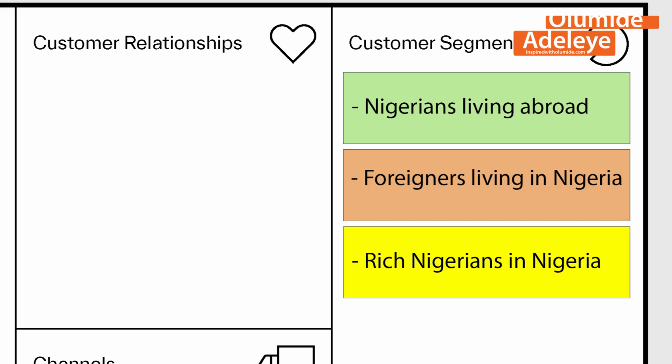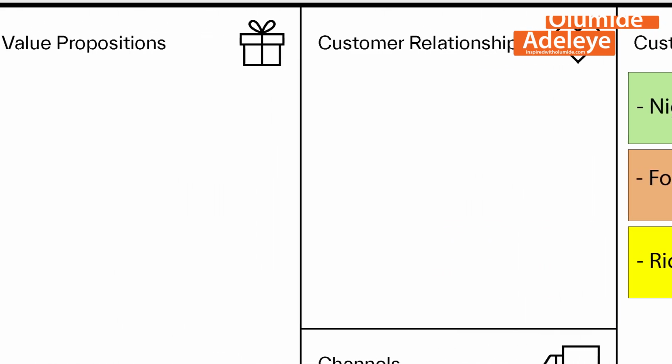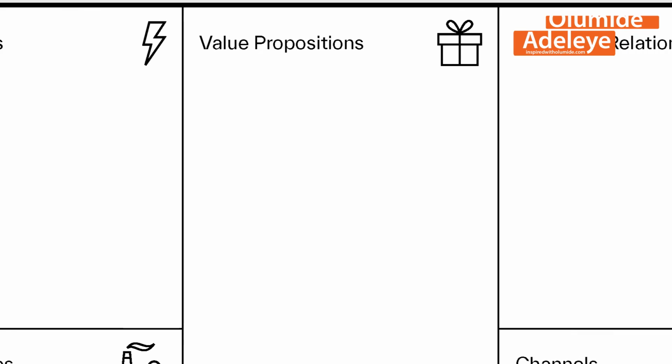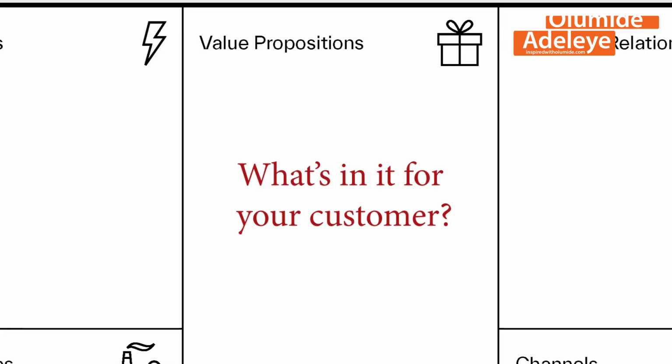The second building block of the business model canvas is what is known as the value proposition. I like looking at the customer segments and the value proposition together because that's the best way to understand them. So what's the value proposition? It's really what you're offering to the customer. What value are you offering to that specific customer segment that makes it a worthwhile deal for them?